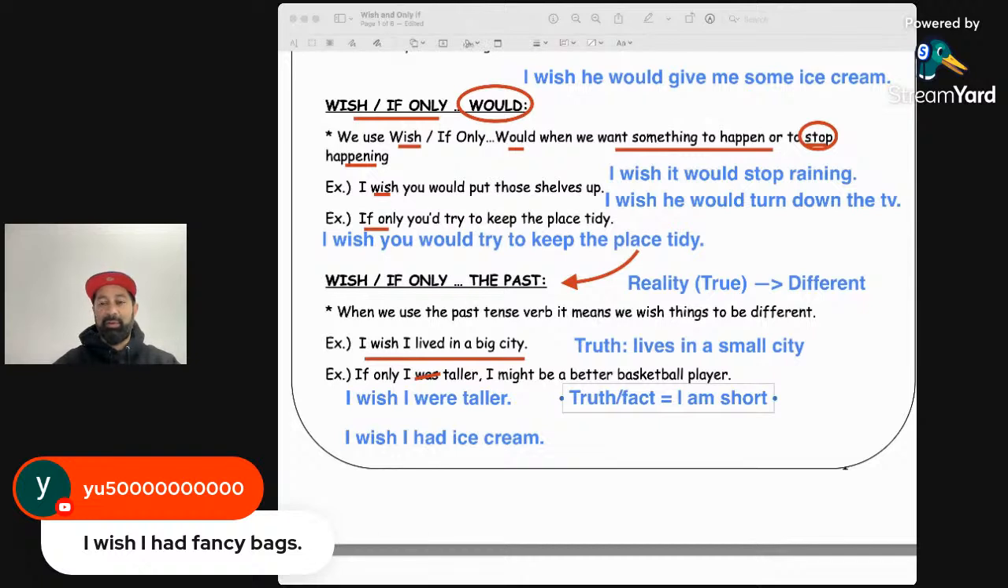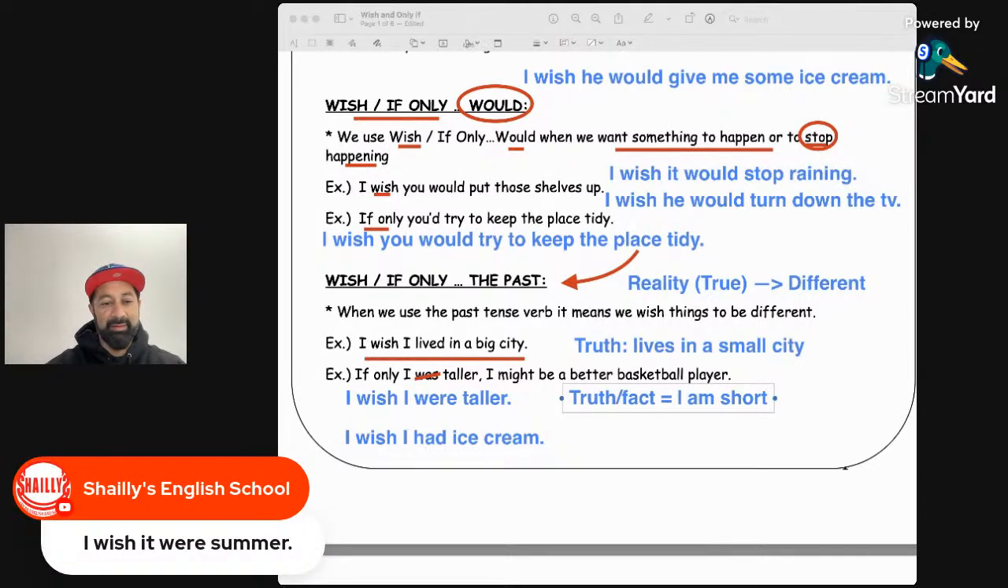So what about everybody? What do you want to be different? Completely different. So the fact is you have a truth, but you want the opposite of that. What do you wish? For example, maybe my sentence, I'll put it into the comment section. I wish it were summer.